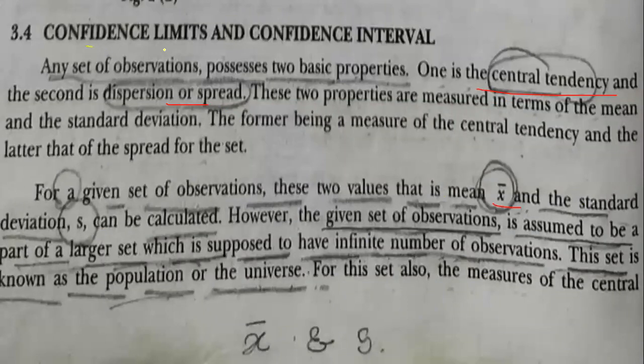Now we'll see confidence limit and confidence interval. What is confidence limit and confidence interval? See, any set of observations possesses two basic properties: central tendency and dispersion or spread.